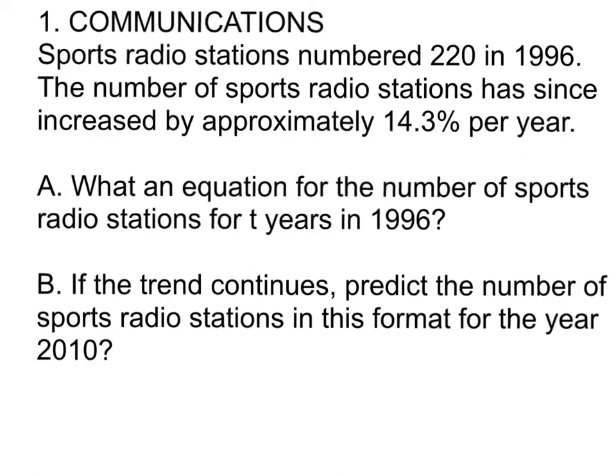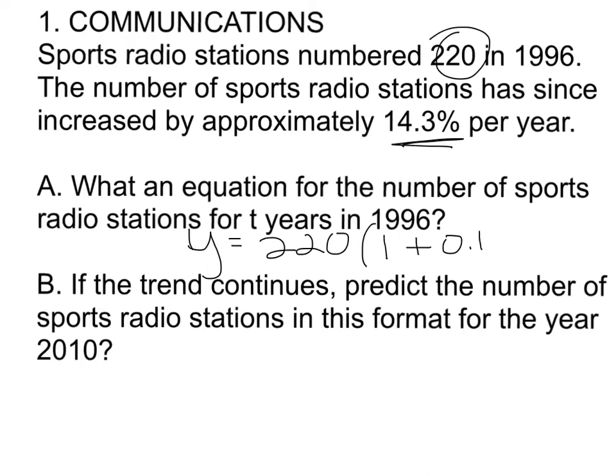So to begin with, it says that we have sports radio stations numbering 220 in 1996. The number of sports radio stations has since increased by approximately 14.3% per year. So again, we've got our percentage, we've got our initial starting point. So we just need to write an equation for part A. So it's going to be y equals your initial amount times 1 plus 0.143, and then raised to the t power.